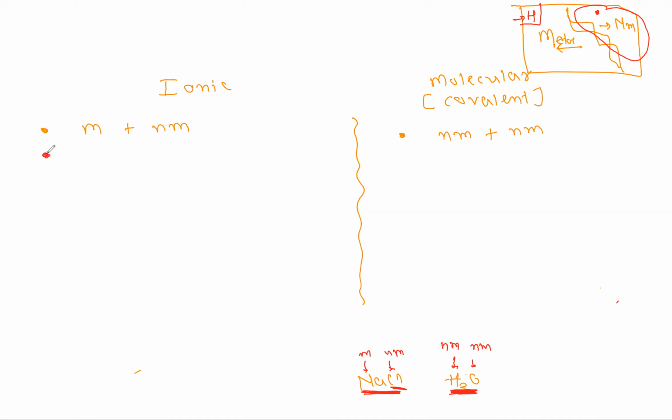Excellent. Because we just talked about the bond, let me just talk about this. The kind of bond that is holding this ionic compound together is simply called ionic bond. And the kind of bond that is holding this molecular compound together is called covalent bond. And because of that covalent bond, the compound can also be called a covalent compound. So this is called type of the bond.